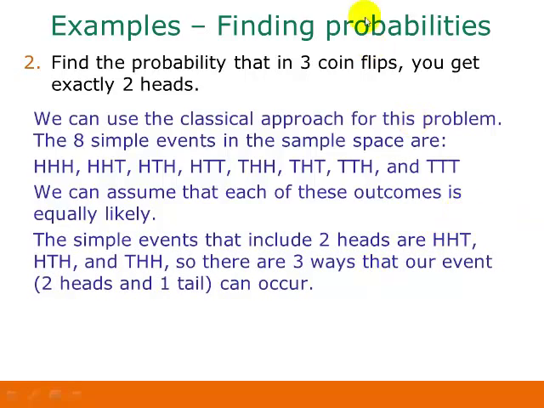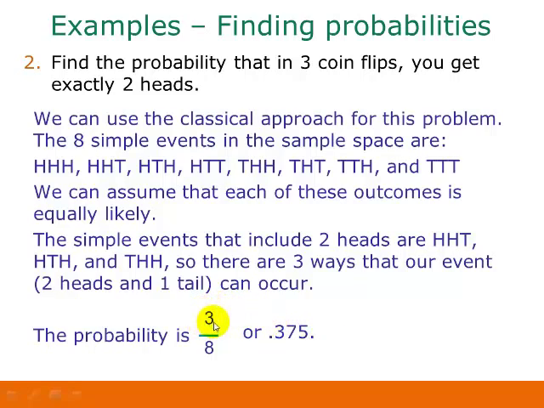And we're looking for the probability that we get exactly 2 heads out of our 3 flips. So if we look at our events in our sample space, the ones that have 2 heads are head, head, tail, tail, head, and tail, head, head. So that tells us there are 3 ways out of the 8 in our sample space that our event can occur. That means our probability would be 3 divided by 8, or 0.375.